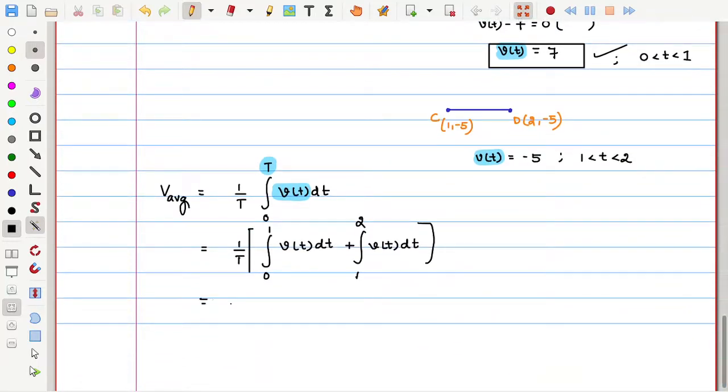Now how much is T? 2 seconds. So 1 by 2 into the integral over 0 to 1. What is v of t for 0 to 1? 7, dt, plus 1 to 2. What is v of t? Minus 5, into dt. Now evaluate this integration and tell me how much is the value.